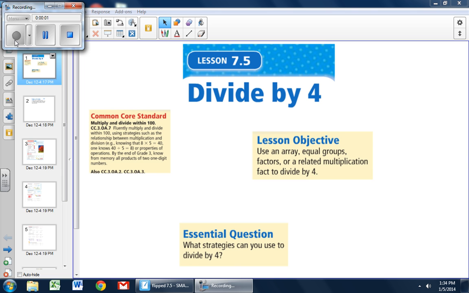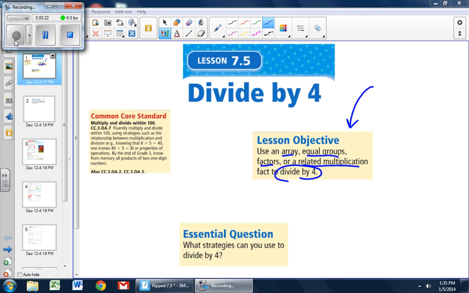Lesson 7.5, carrying on through what we have been doing with division. We're going to be dividing by 4 today. Looking at our lesson objectives, again, we're building on those problem-solving skills that we have been working on, learning how to think using an array, equal groups, factors, related multiplication facts to divide by 4 today.